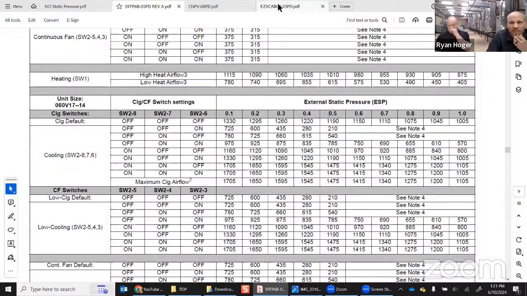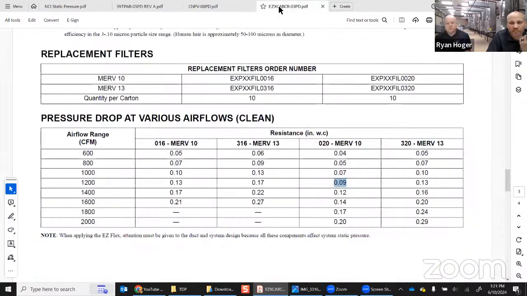I don't have a MERV 8 example in front of us right now, Brian, but I do have an example we can look at because it happens to be on the screen. Here, they have a size 16 MERV 10 and a size 16 MERV 13. In our example, which was a 1200 CFM, 3-ton system, it's 0.13 clean filter compared to 0.17 clean filter. So 0.04 in this particular example.